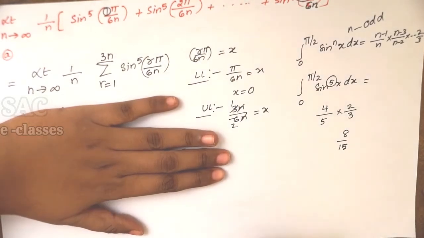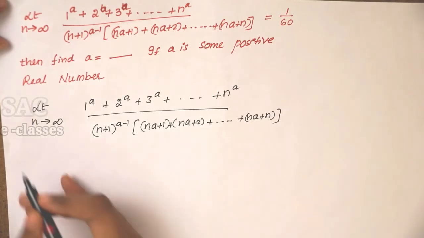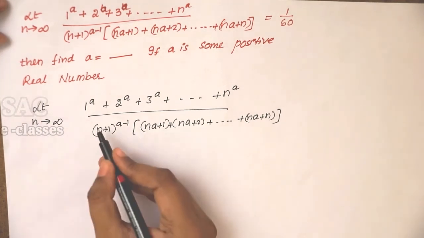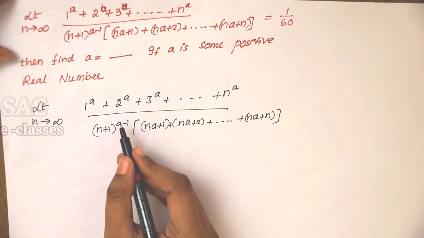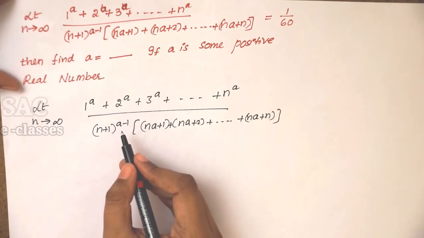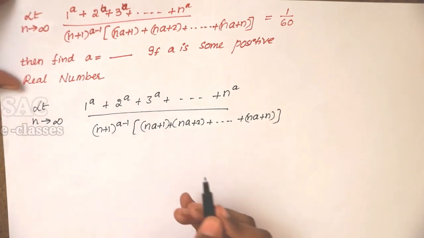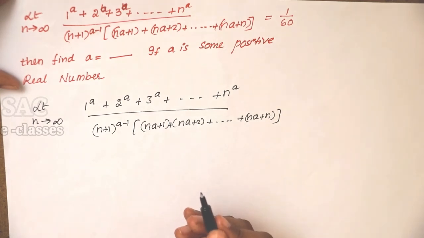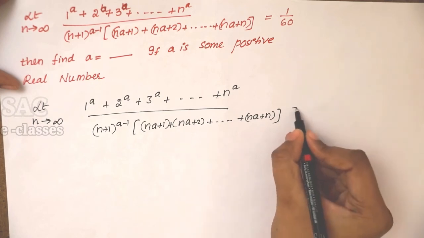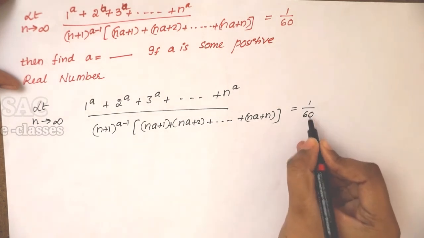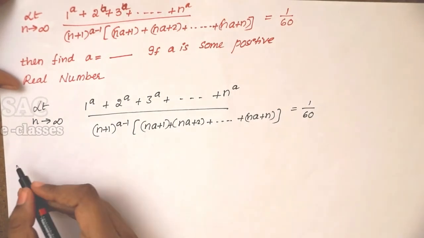Let's move to the next problem. See here the given problem. Limit n tends to infinity of 1 power a plus 2 power a plus 3 power a and so on up to n power a, by n plus 1 whole power a minus 1 into na plus 1 plus na plus 2 and so on na plus n, is equal to 1 by 60, they given. We are supposed to find out the a value.